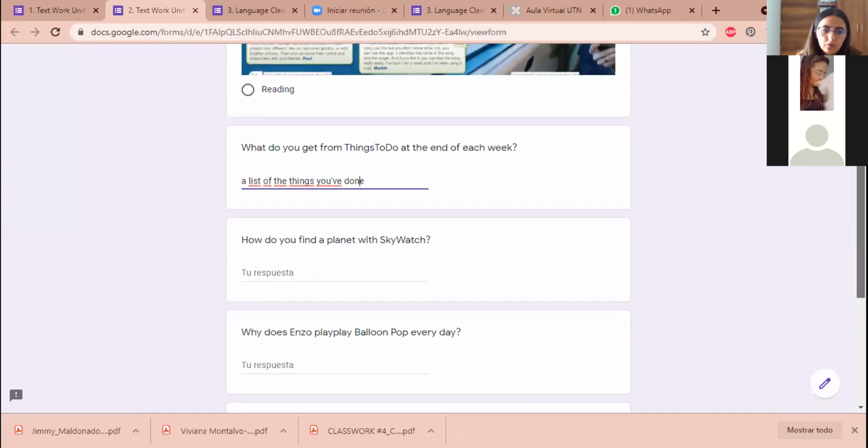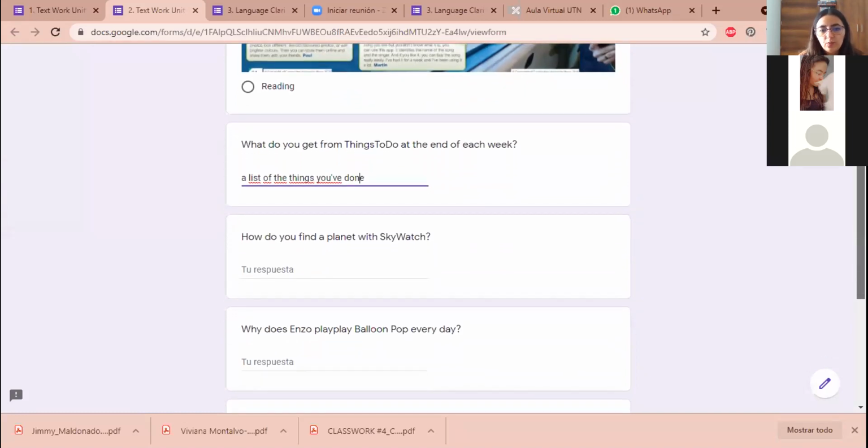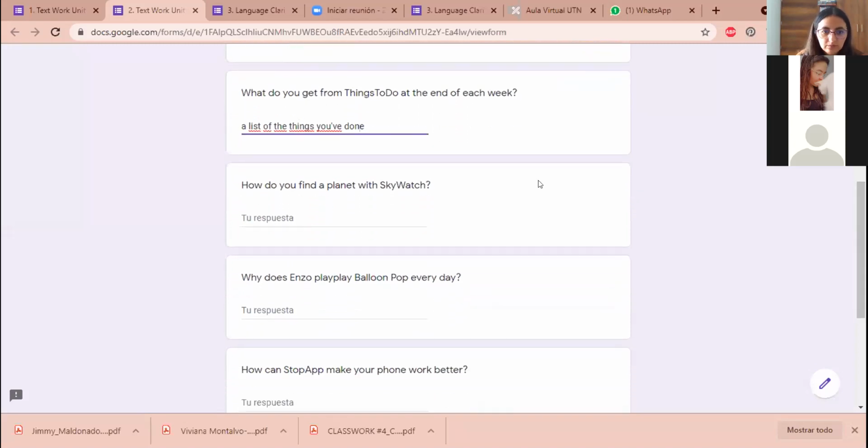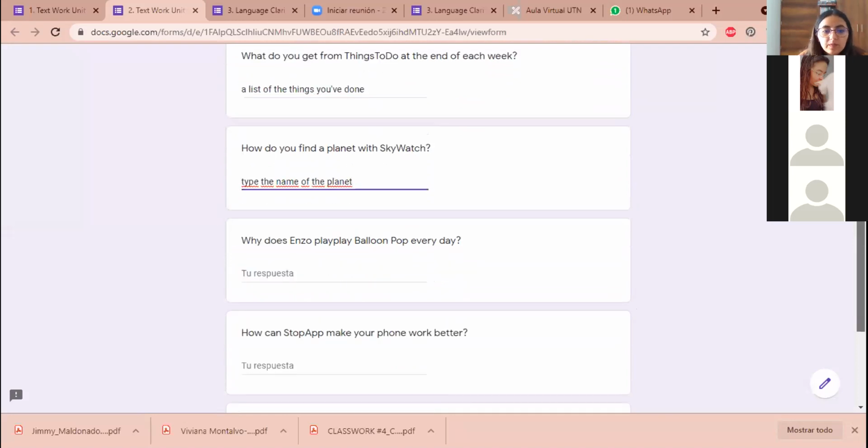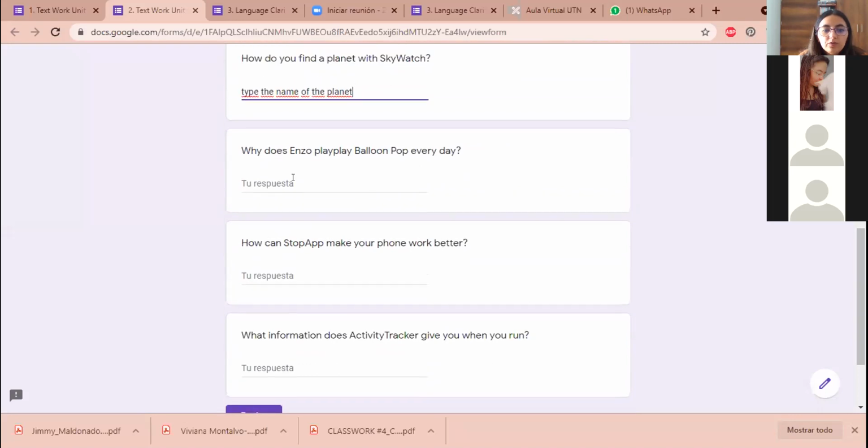What about the second one? How do you find a planet with a skywatch? Type in the name of the planet. You just have to type the name of the planet, right? Then the app will tell you where you have to see to find the planet. Yes, just type the name of the planet. Let's move to number 3.